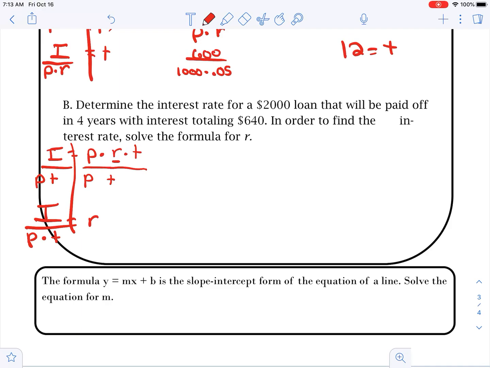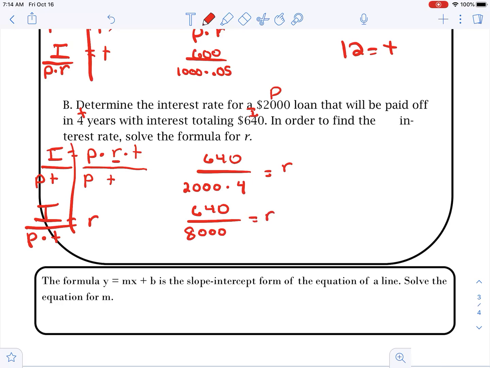So they determined the interest rate for a $2,000 loan. That's our principal. That's what we started off with. That will be paid off in 4 years. That's T, time right there, with an interest totaling $640. That's our I. And so we say our interest of $640 over our principal of $2,000 times our time, 4 years, will give us our interest rate. So that's 640 over 4 times 2 is 8, so it'd be 8,000.